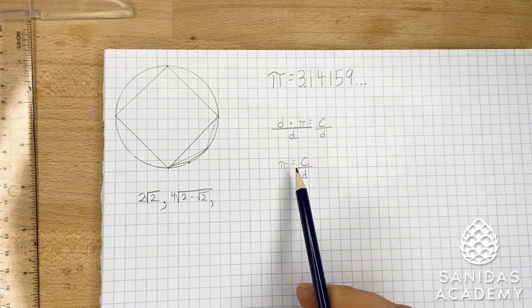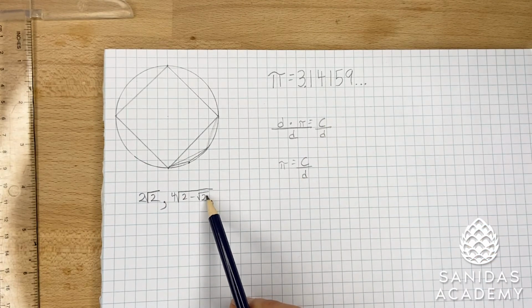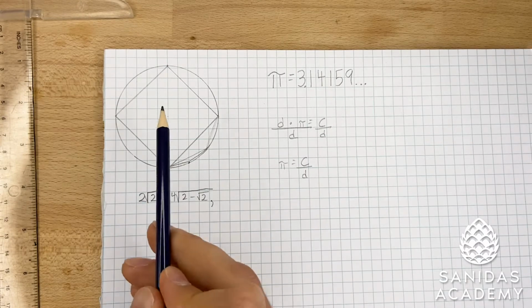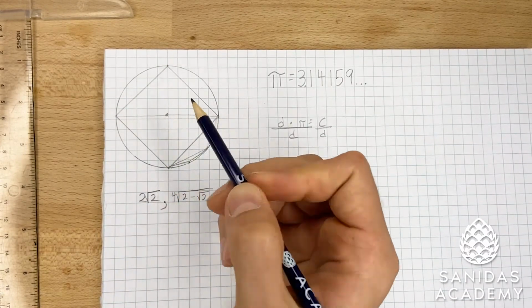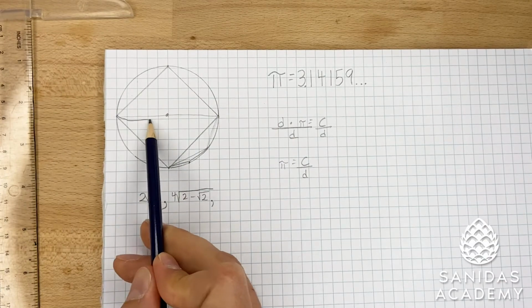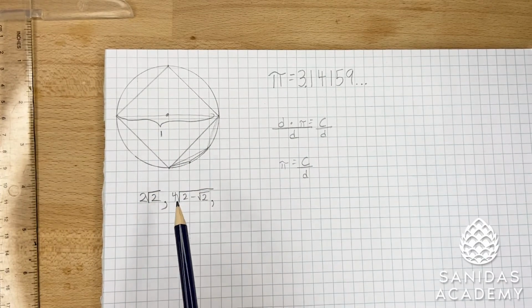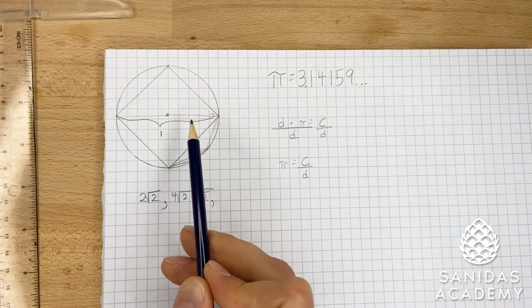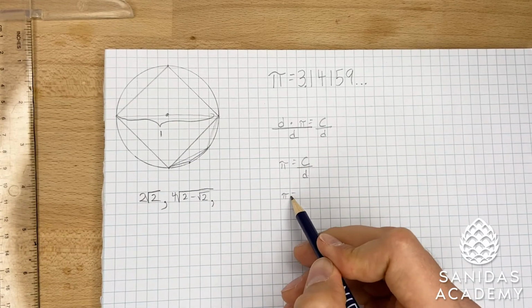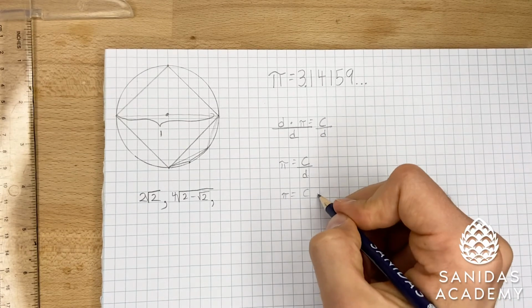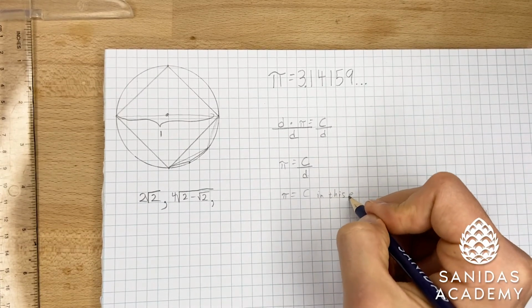The reason why this is beautiful is because this is actually getting closer and closer to pi. Why? Because if you remember, we made sure that on the circle we were working with, the diameter equaled 1. And that's why the radius was 1/2. So c over 1 would just equal c. So pi equals c in this example.